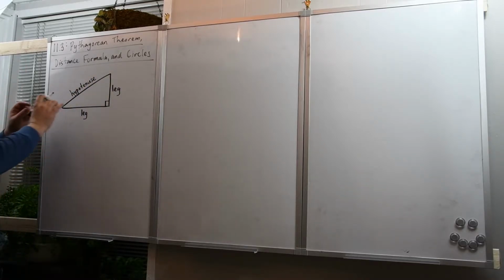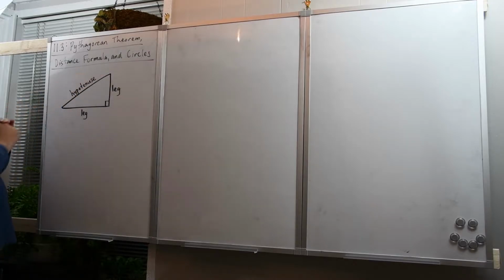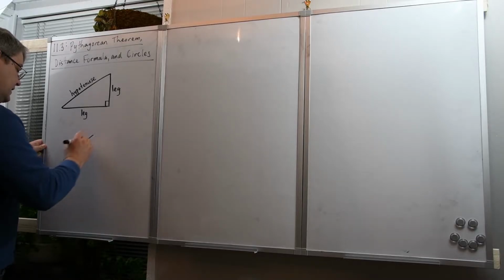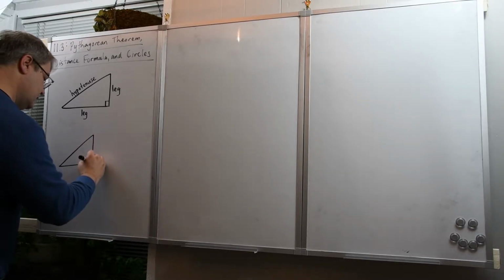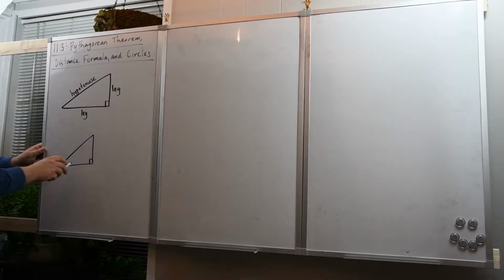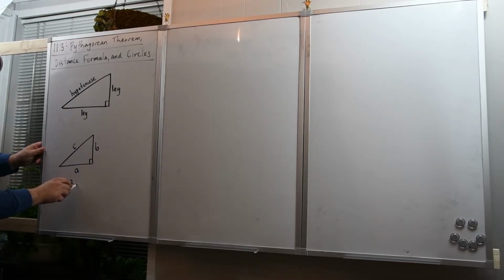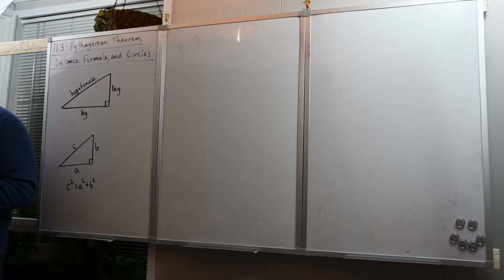So once again, the two legs make up the right angle, and the hypotenuse is the side that's across from that right angle. If we were to take a look at the lengths of the sides of this right triangle, we might call the length of this leg A, the length of this leg B, and the length of the hypotenuse C. What the Pythagorean theorem tells us is that if A and B are the lengths of the legs and C is the length of the hypotenuse, then C squared is the same thing as A squared plus B squared. That's our Pythagorean theorem.